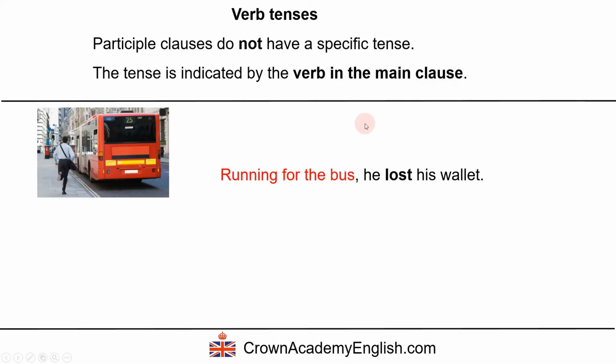So let's go back to our first example. So with just this part, we do not know when it happened. Is this in the past? Is this the present? Is it the future? We do not know. But if we continue to read, we can see that it is in the past. He lost his wallet. Okay, so this is the past tense of lose. So we know that the whole sentence happened in the past.